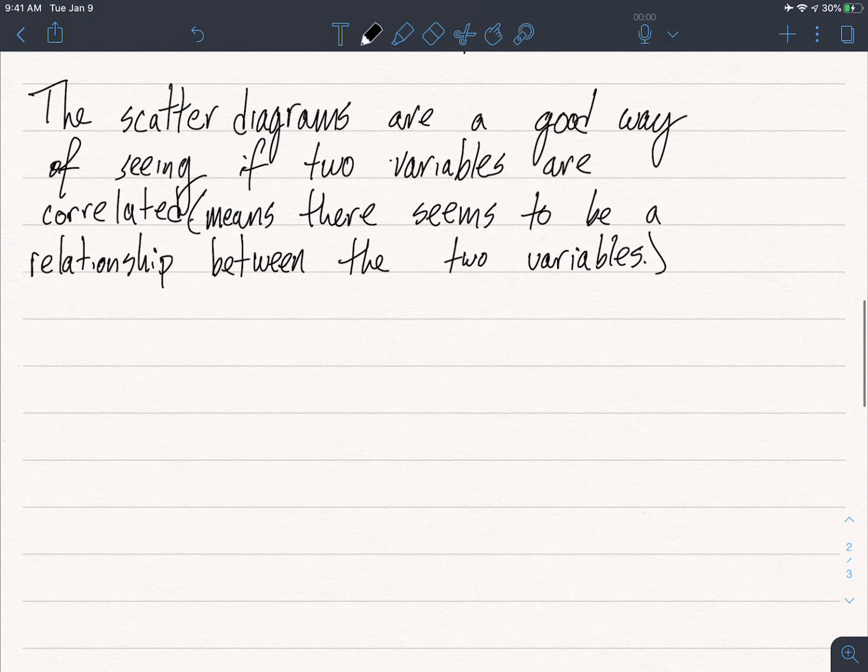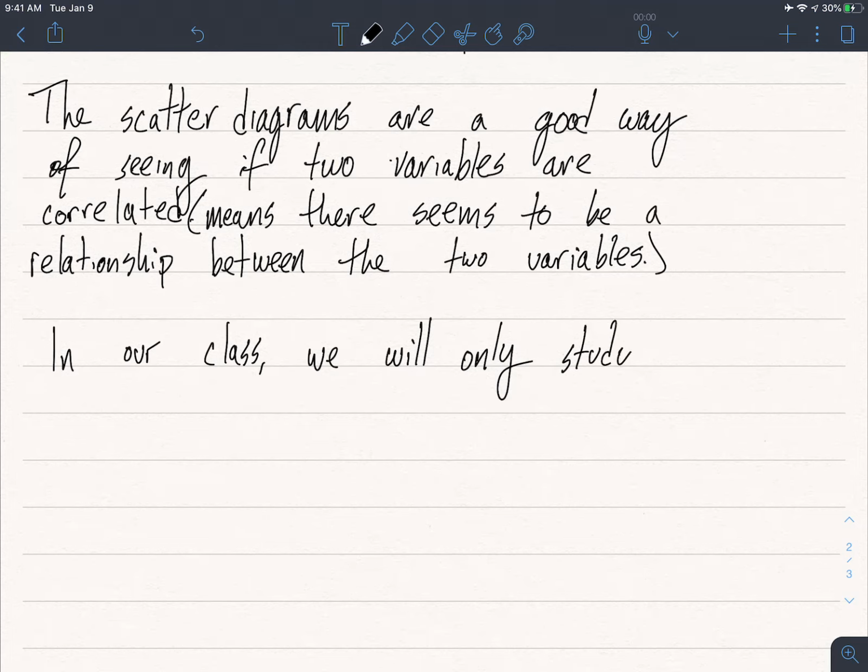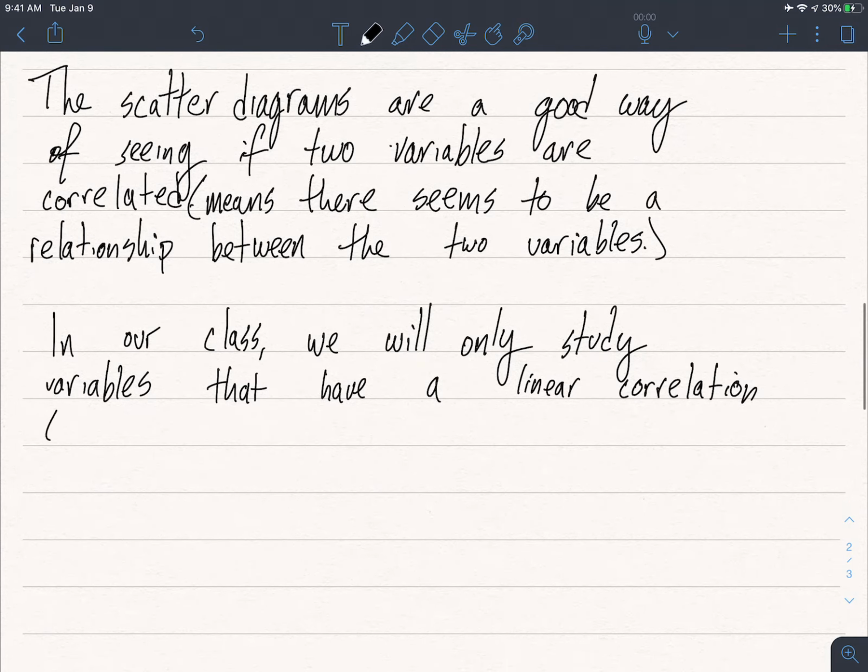So the scatter diagrams are a good way of seeing, like with your eyes, if two variables are correlated. In this class, we will only study variables that have a linear correlation, or no correlation at all.